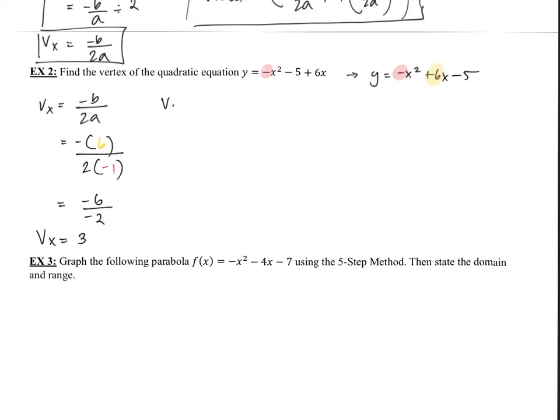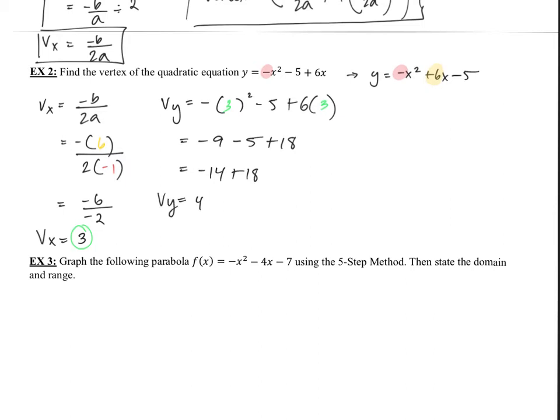To find my vertex y value, how do we do that? Well, I plug it into the equation I'm given. It says that y is whatever x is squared minus 5 plus 6 times whatever x is. So let's go ahead and do that. The opposite of my x value squared, minus 5 plus 6 times my x value. And what was my x value? Well, my x value was 3. So following the directions for my equation, let's see, we have negative 14 plus 18 equals 4. So v sub y equals 4.